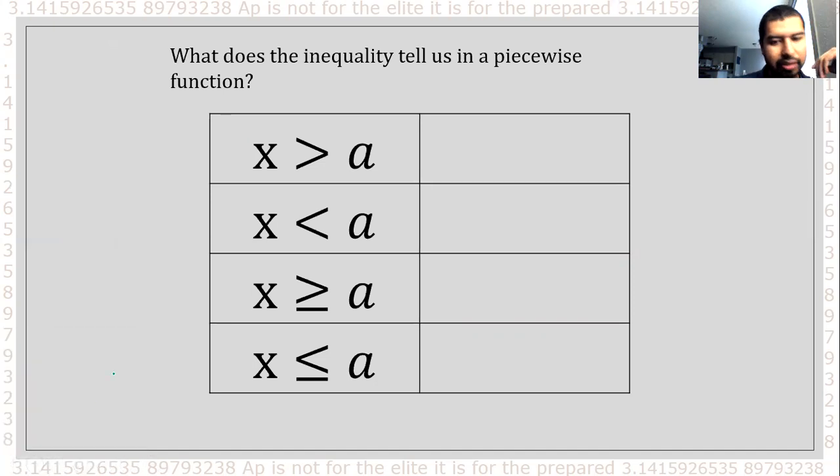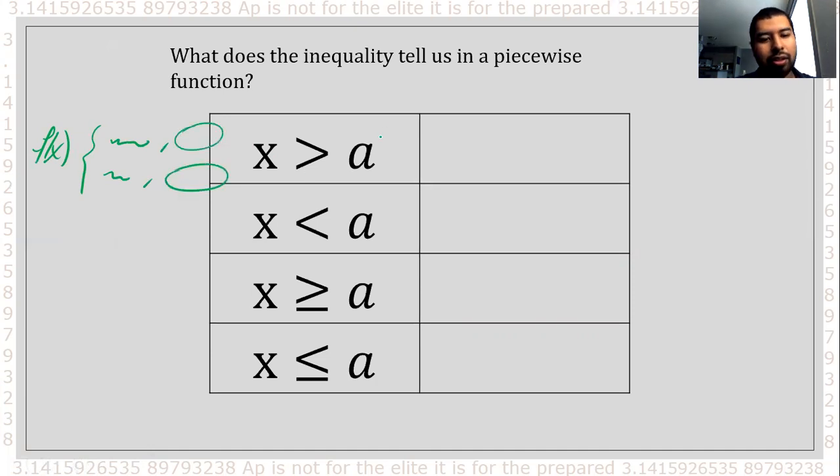And I encourage you to write this down in your notebook. You'll see this whenever the function is restricted. It looks like this. It'll give you some function, and then it has these little restrictions, as I like to call them. So when x is greater than a, what does that really mean to you?